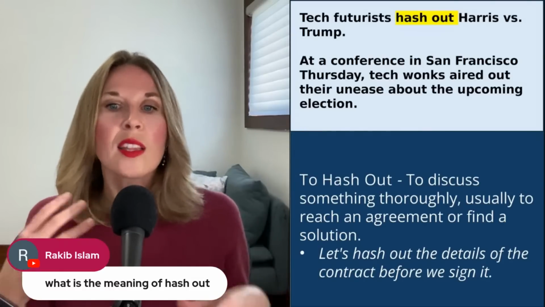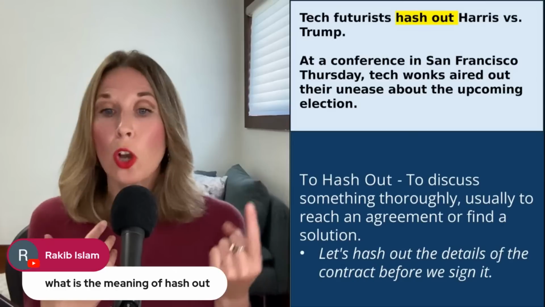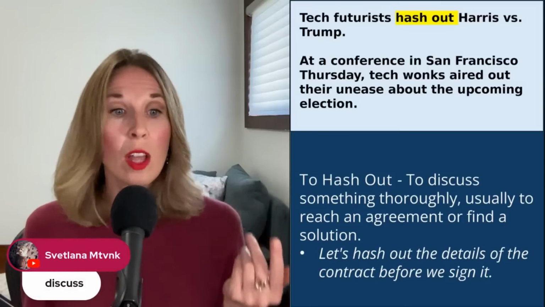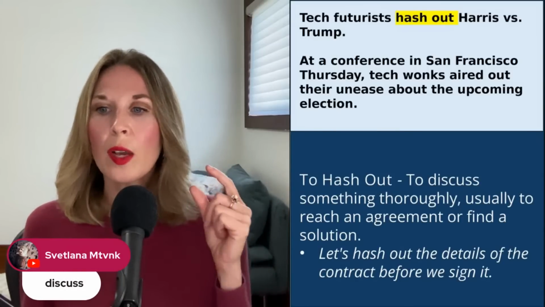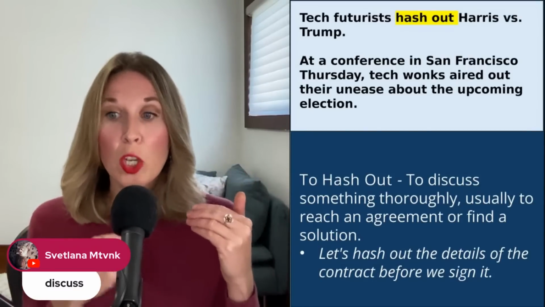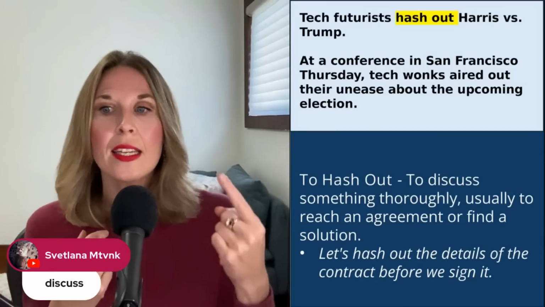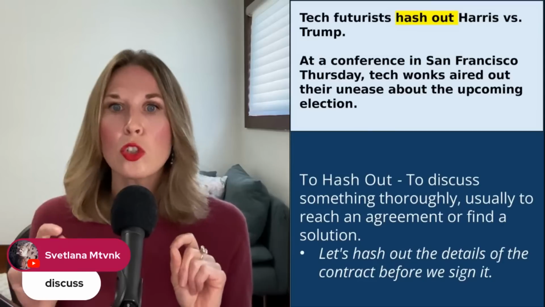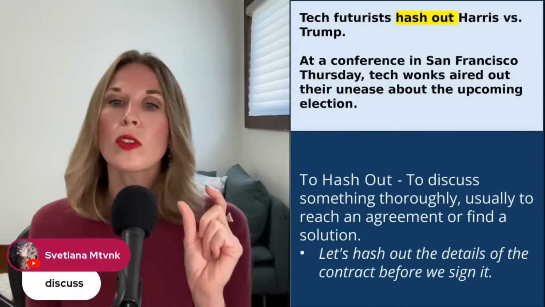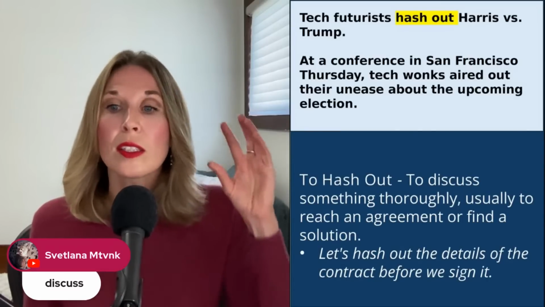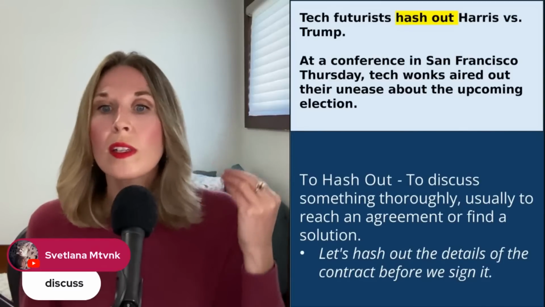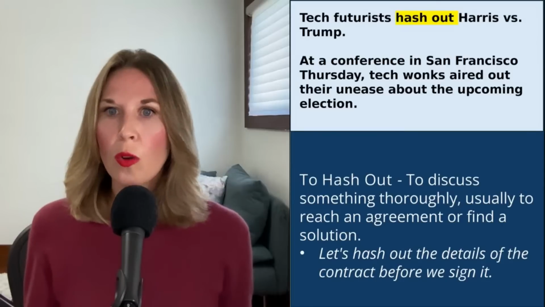And it's usually because you want to reach an agreement or find a solution. So you might say, let's hash out the details of the contract before we sign it. So absolutely, Svetlana means discuss, but just remember, it sounds like to discuss very thoroughly. Thoroughly means completely 100% in depth. And also the point is to reach an agreement or find a solution. So here they want to reach an agreement on the details of the contract and they want to hash it out. So discuss it thoroughly in detail. All right.